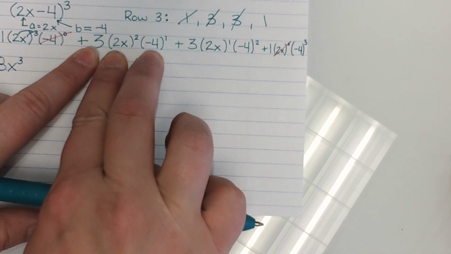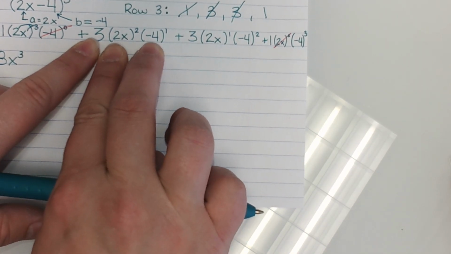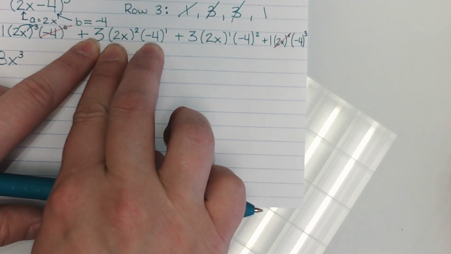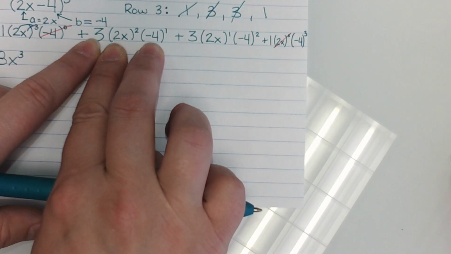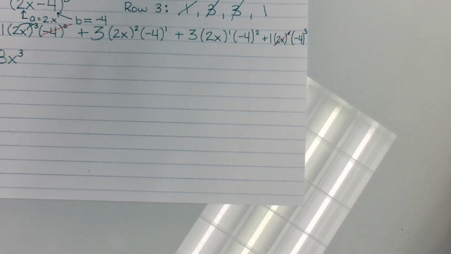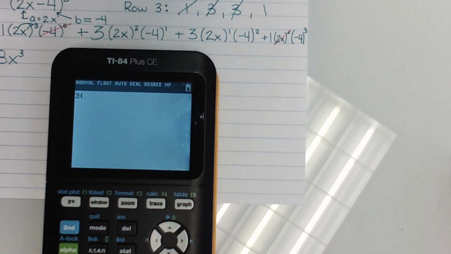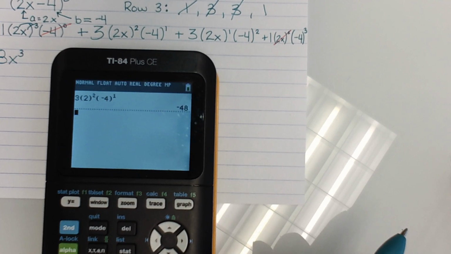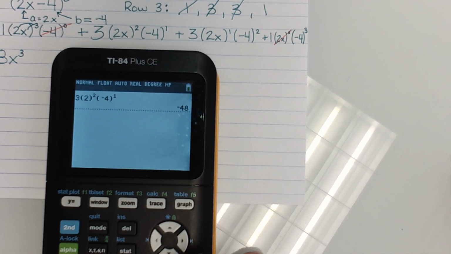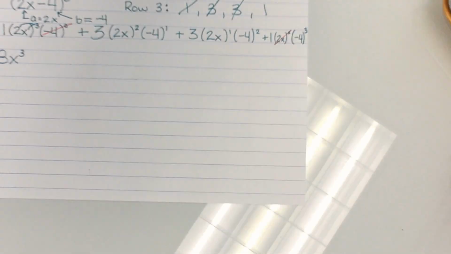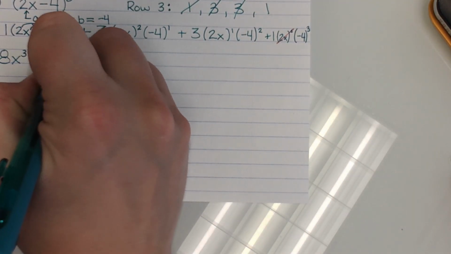I've got numbers in all of these. This is where a calculator comes into play. All of these are being multiplied. So I go to my calculator, I type in 3, I type in parentheses 2 to the power of 2, and in parentheses negative 4 to the power of 1. The coefficient on the next term is a negative 48. So minus 48. Austin, I'm going back to you.